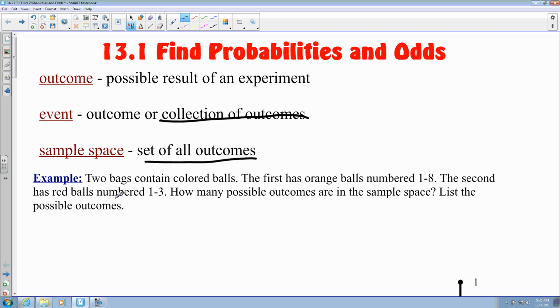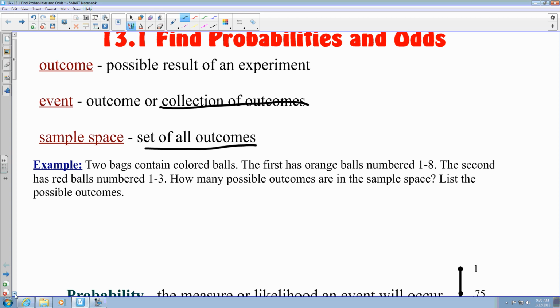So if I look at incorporating these terms, let's look at example 1. It says I have 2 bags containing colored balls. The first one has orange balls numbered 1 through 8, and the second one has red balls numbered 1 through 3. They want to know how many possible outcomes are in the sample space if I were to take a bag and grab one colored ball from each bag. How many possible results could I actually have in our sample space?